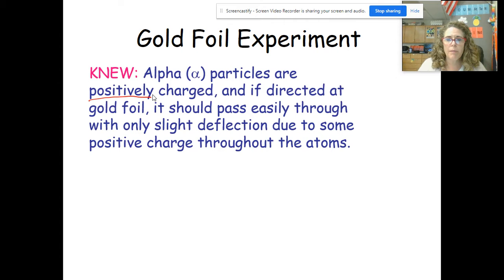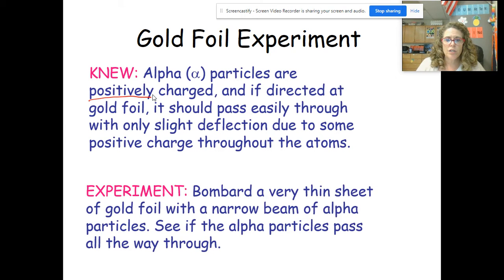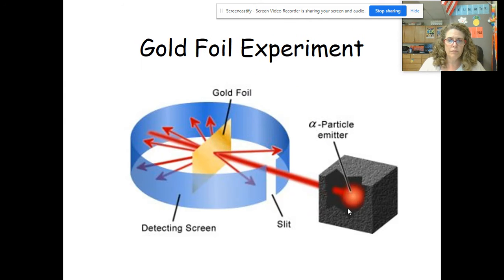So remember, our plum pudding model has positive and negative charge interspersed in equal amounts inside this whole kind of like chocolate chip cookie plum pudding model. So he bombarded a very thin sheet of gold foil with a narrow beam of those positively charged alpha particles to see if the alpha particles pass all the way through. So here's a description and a pictorial diagram of the gold foil experiment.